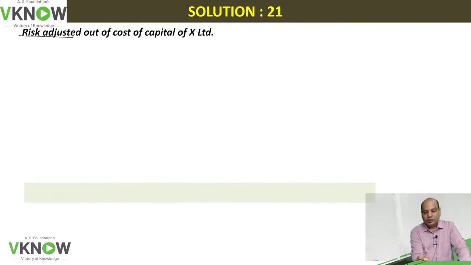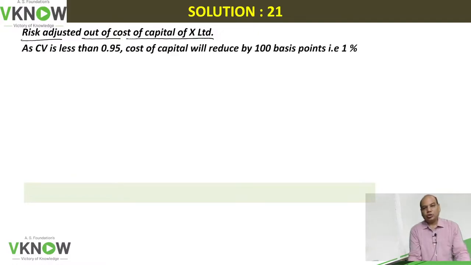Write down, risk adjusted cost of capital of X Limited. Write a note first. As coefficient of variation is less than 0.95, cost of capital will reduce by 100 basis point, that is 1%.